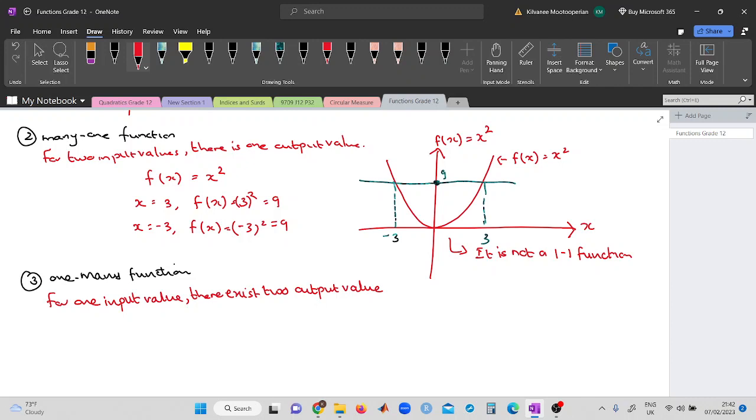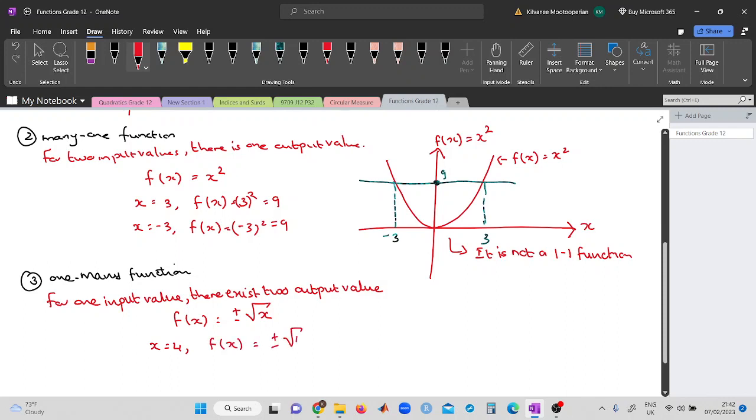Let me put f of x equals the positive or the negative square root of x. Okay, this is the function. When x equals 4, f of x can take positive or negative values. So it will be either plus 2 or negative 2. So we can say that when we put in one input, that is 4 for example, then my f of x can give more than one output. So in that case, it's a one-to-many function. So these are the 3 types of function.